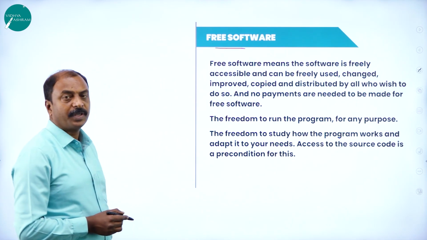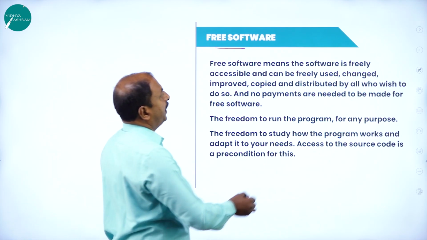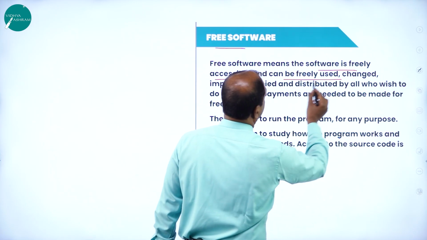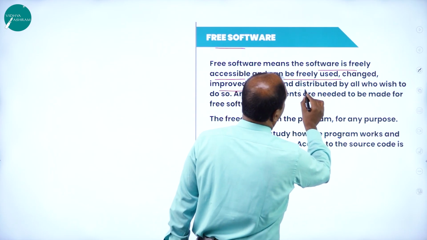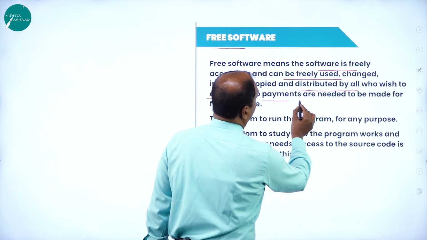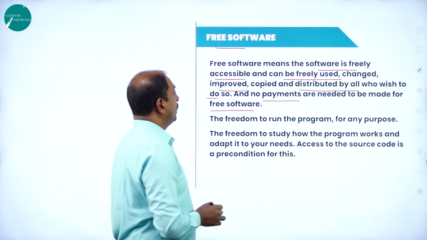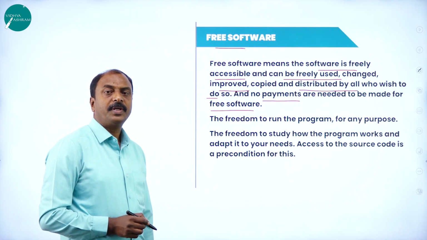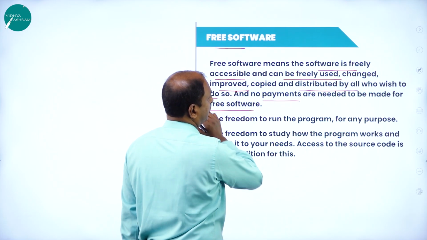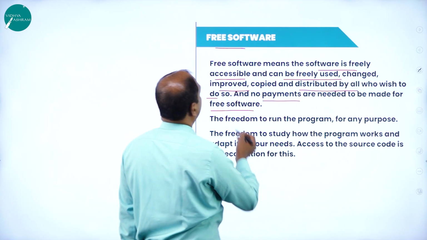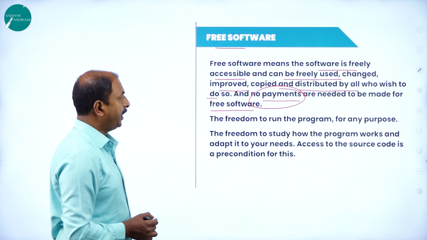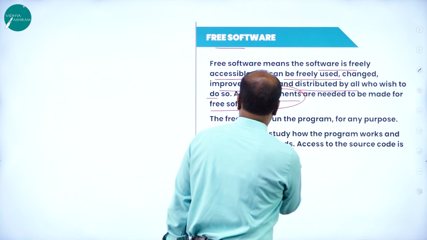Another definition is free software, a type of software. It is software that is freely accessible and can be freely used, changed, improved, copied, and redistributed by all who wish to do so. Payments are not needed for free software. So here the software is freely available, freely accessible, you can redistribute, change, modify, and so on. But payment may not be there. And the freedom to run the program for any purpose.